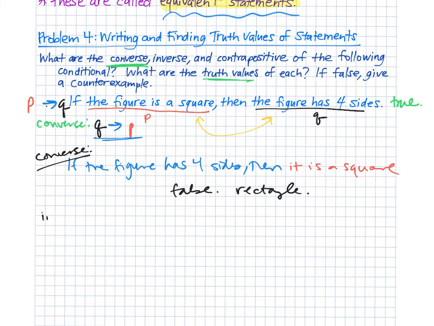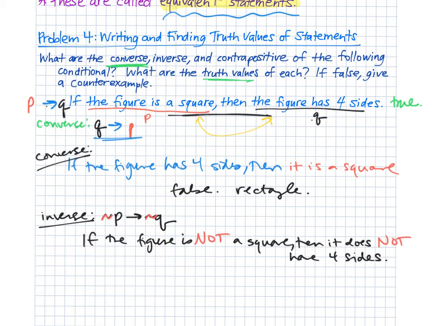Okay, now let's move on to the inverse. We're going to keep the P and the Q in the right order. This is just going to be not P. If not P, then not Q. So we're going to just rewrite the same as the conditional, just throw in some nots. Okay, so I just rewrote the first conditional and just added in the word not, right? If the figure is not a square, then it does not have 4 sides. Okay, so that's my inverse.